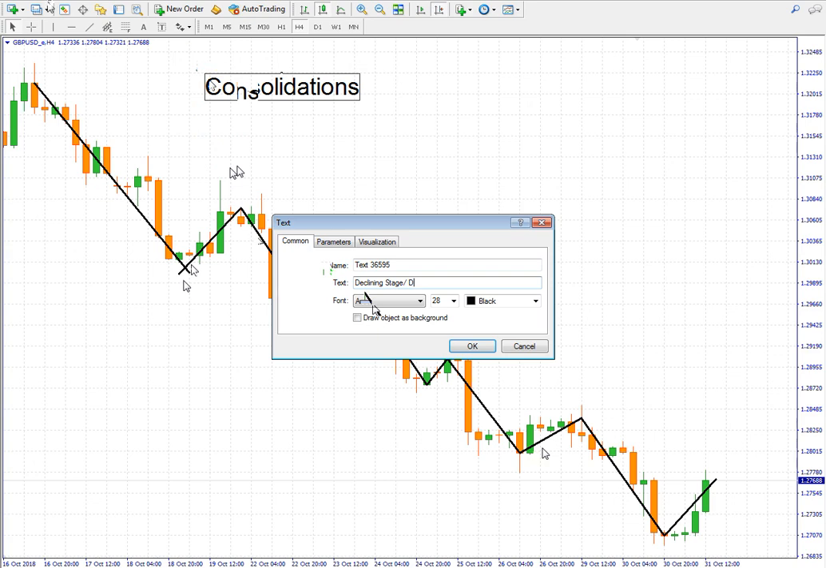Level 1.2838, we sold it, then the price went down, and now it's correcting itself upwards. So this is just a correction and may end up coming up to somewhere here, support, broken, price may come back to the same place before continuing downwards. This is the declining stage.